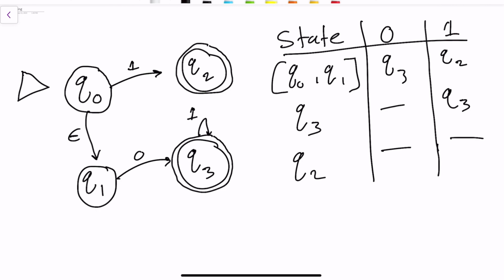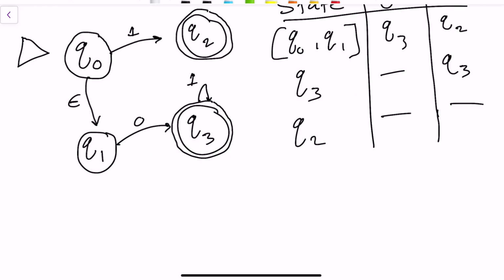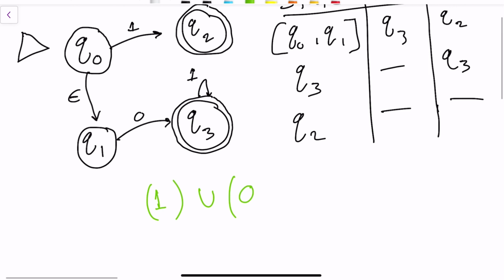In words, this NFA would accept either the input 1 or the input 0, then 0 or more 1s. If we were writing the regular expression for this, it would look something like this: 1 or 0, then some amount of 1s. If you want to know more about regular expressions, you can watch our video on that at the top right.